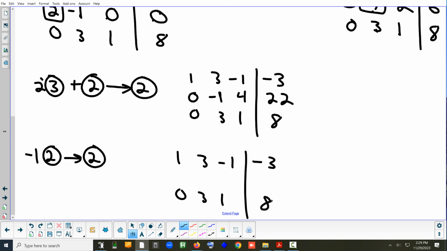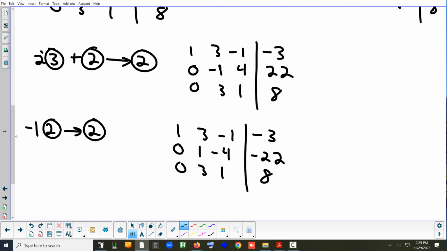Okay, and what do you get if you multiply everything in the second row by -1? 0, 0, 1, -4, 22. Okay, so now we got the 1, the 0, the 0. We got the 1. What's the last thing that we need to do? Make that 3 a 0. Yeah, make this a 0.